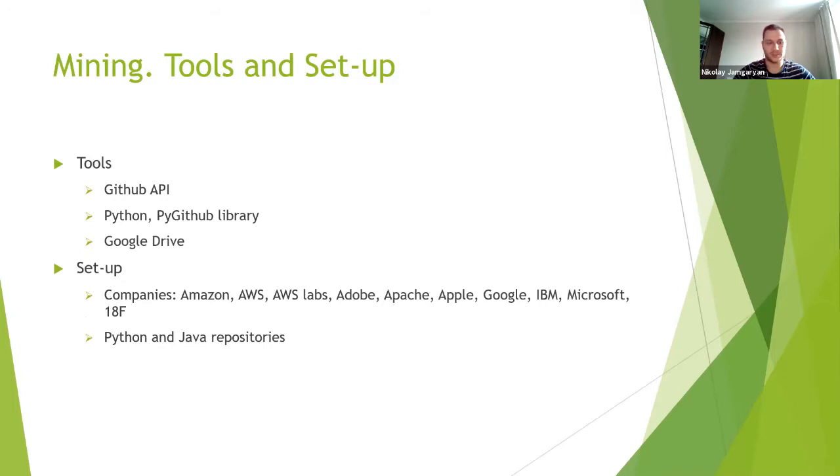We have to limit the amount of repositories on GitHub, and we choose 10 technological giant companies and communities. You can see them here. Moreover, we have to choose languages in which the repositories have to be developed, and we choose Python and Java as these languages because they were the most popular languages in our survey and in the TIOBE index.